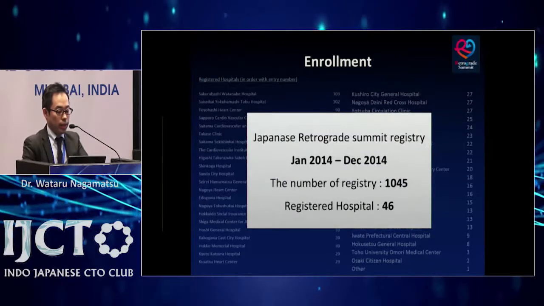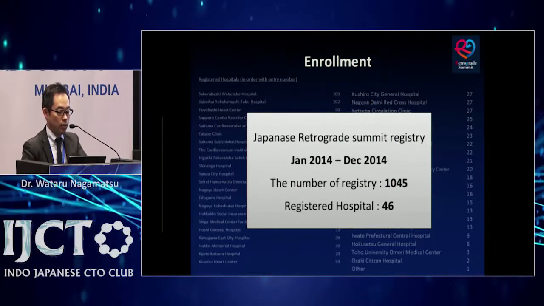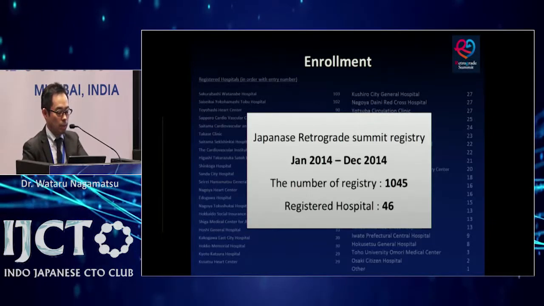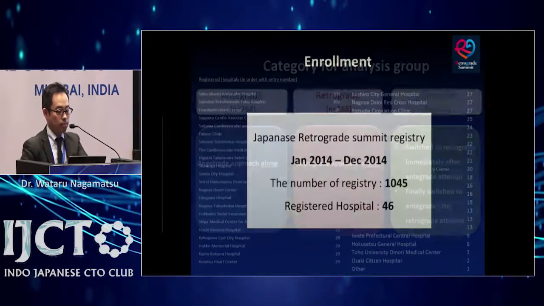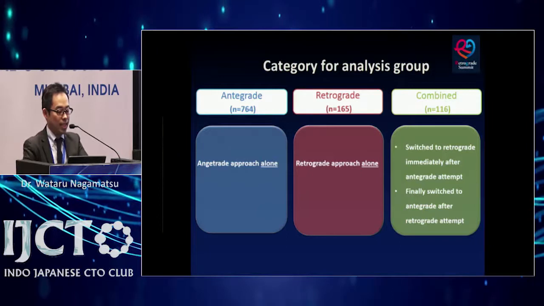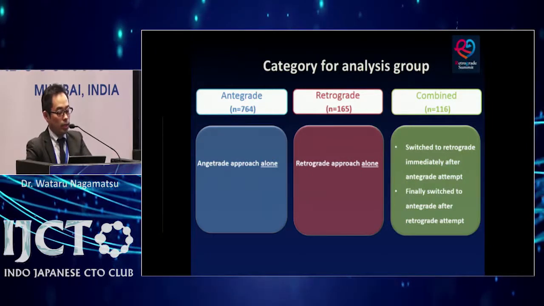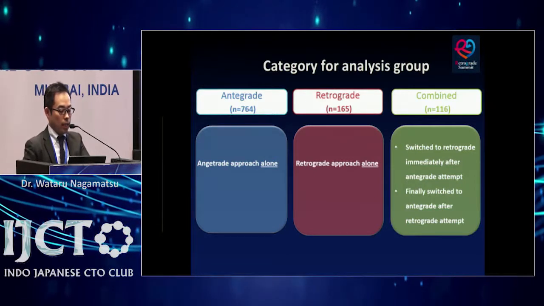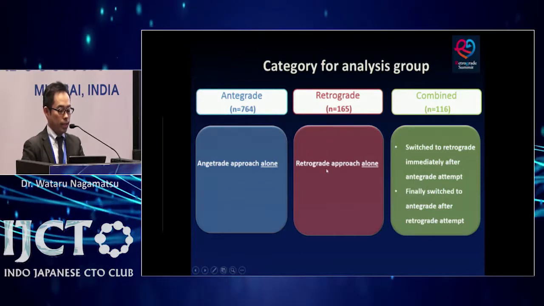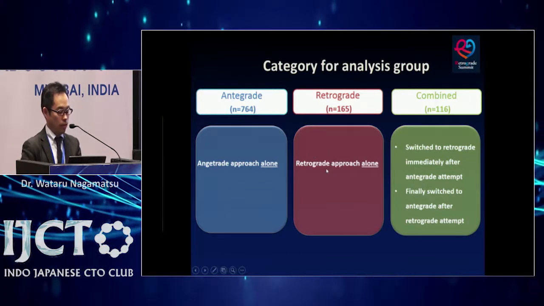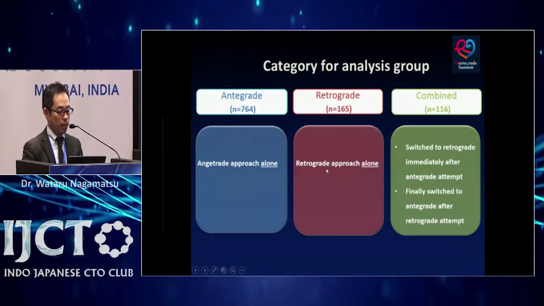And so we collect the data, and this study title is retrograde, but it includes antegrade patient procedures. Anyway, we collected data on about 1,000 cases and classified them into groups: one is antegrade, another is retrograde, and another is the combined group. Antegrade is the antegrade approach alone, retrograde is the retrograde approach alone, and combined means both antegrade and retrograde procedures were performed.